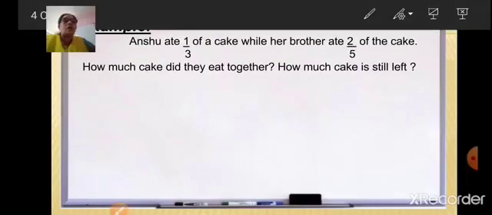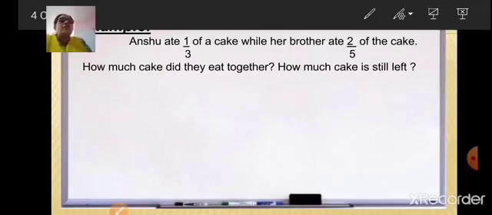Anshu ate 1/3 of a cake while her brother ate 2/5 of the cake. How much cake did they eat together and how much cake is still left? Now here there are two questions. The first thing is you have to find out how much cake is eaten by Anshu altogether, and in the end how much cake is left.